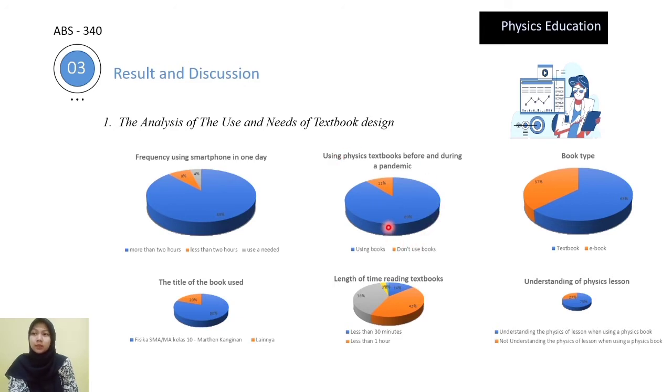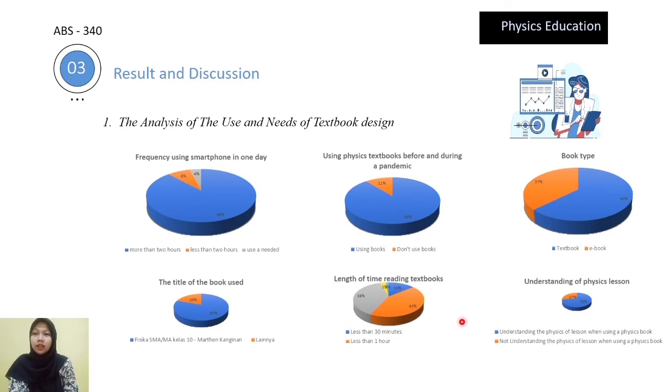Many students use textbooks in learning physics. The most used book is Physics for SMA or MA grade 10 by Marthen Kanginan, and the average student uses physical textbooks and electronic books, not interactive. Based on reading time, the average student reads less than 1 hour, in accordance with the National Library research, which stated that the average Indonesian reads a book 30 to 59 minutes per day. This study shows that students' reading interest needs to be improved.